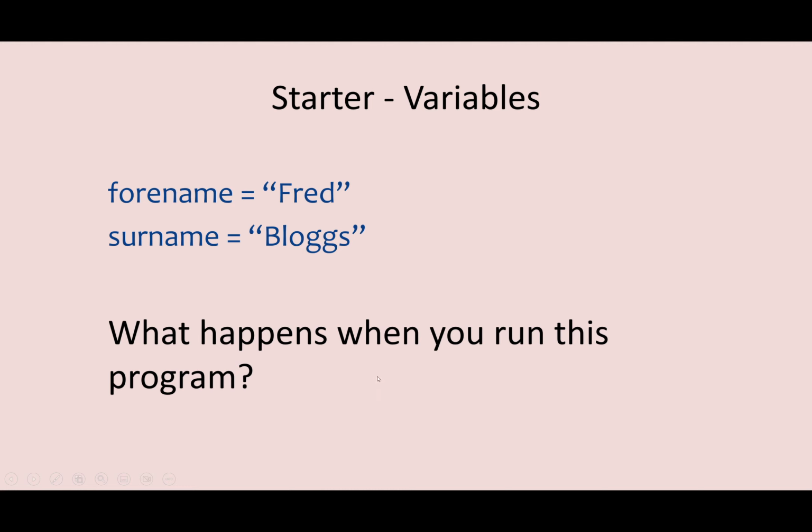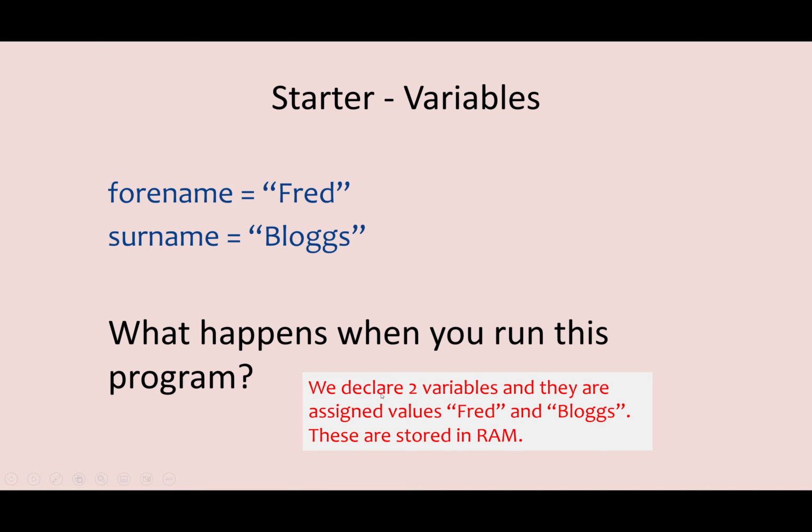Okay, so when we run this program, we actually create two variables. These are stored in the RAM, ready for us to use. Quite often the answer would be nothing happens, because you might be expecting something to appear on the screen, but in reality we're creating these two variables. So we declare two variables. They are assigned values, Fred and blogs. These are stored in RAM.